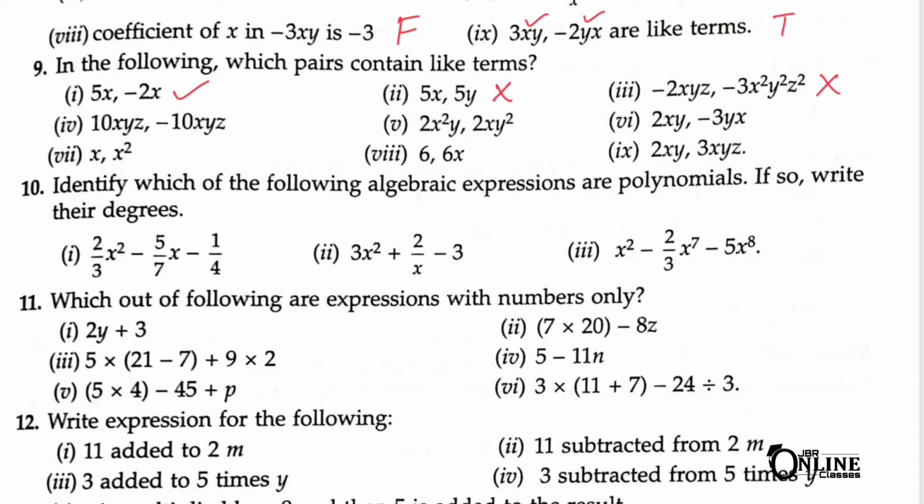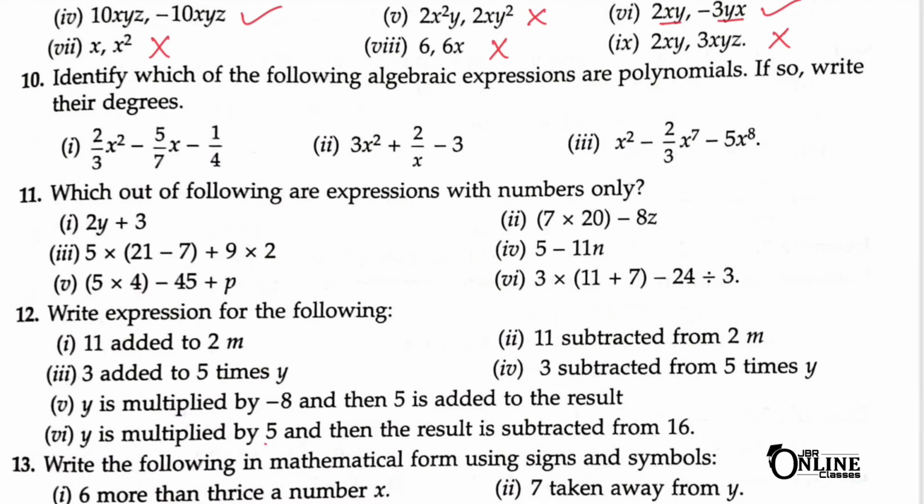Then fourth one x y z, here also x y z. Okay, like terms. X square y, but here x y square. Okay, unlike terms. Next one here xy, here also xy. Okay, like terms. X and x square, unlike terms. 6 and 6x, unlike terms. XY and XYZ, unlike terms.